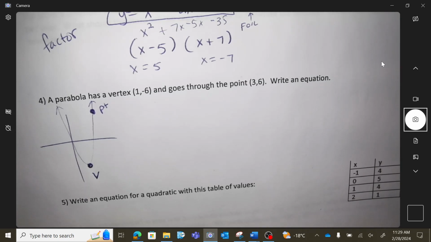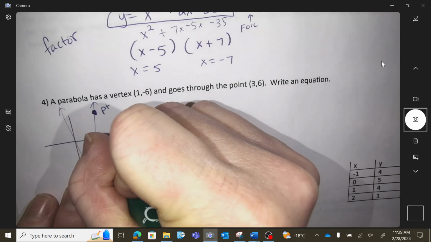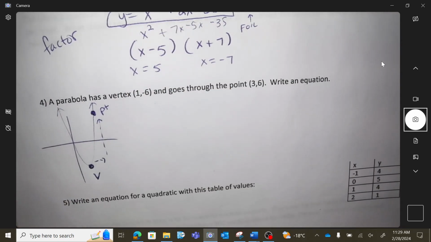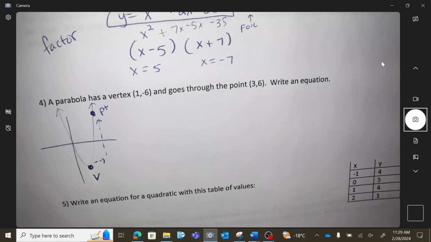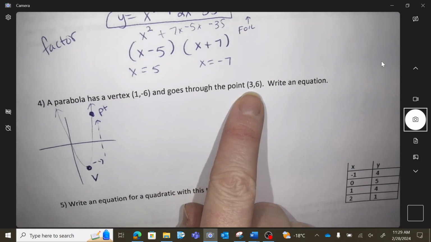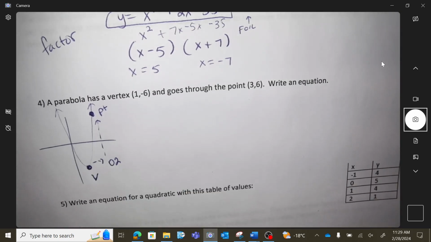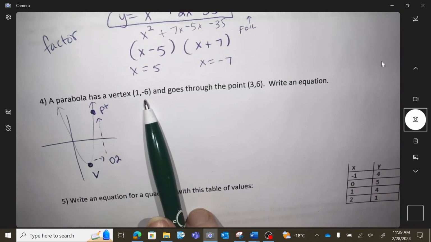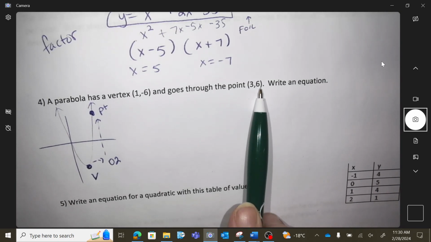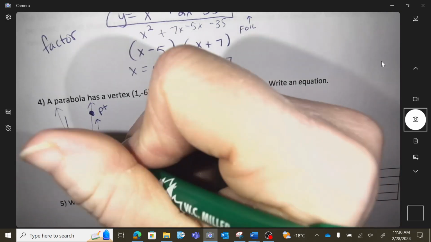So I would like you to do this for me. Can you figure out what the pattern movement was? So over, up kind of idea. How much would you have to move to go from a 1x to a 3x? Over 2. How much would you have to move from a height of -6 to a height of 6? 12.